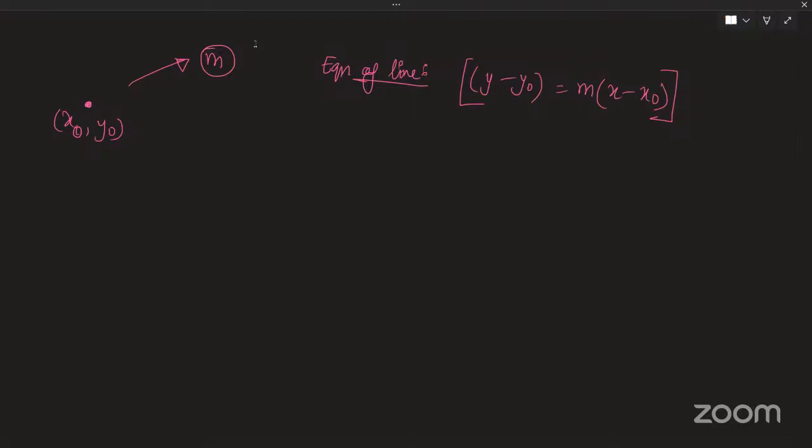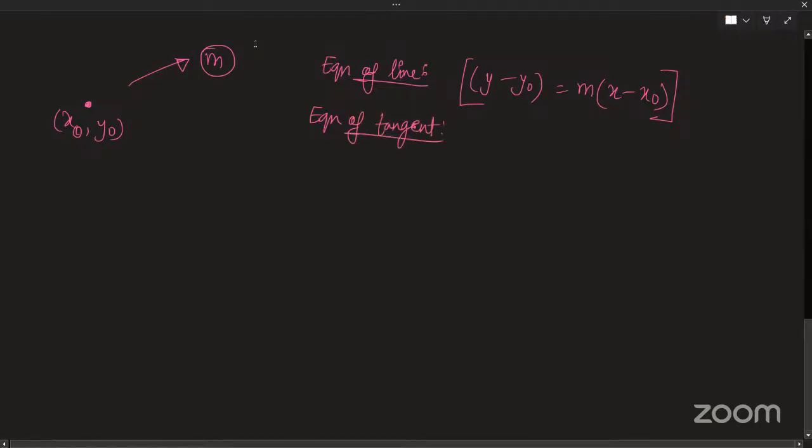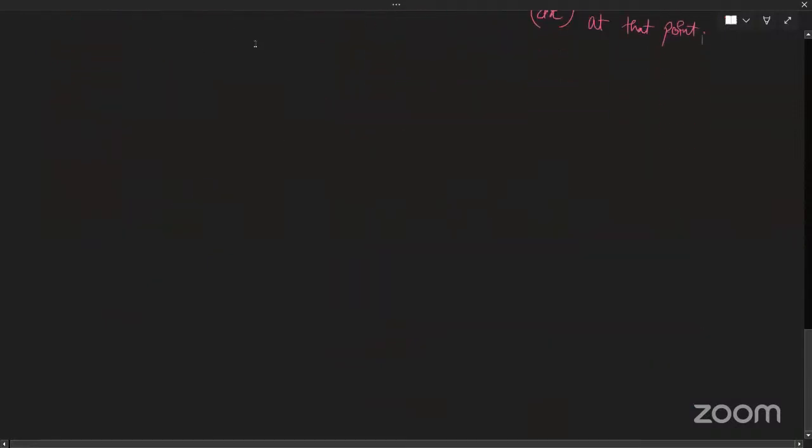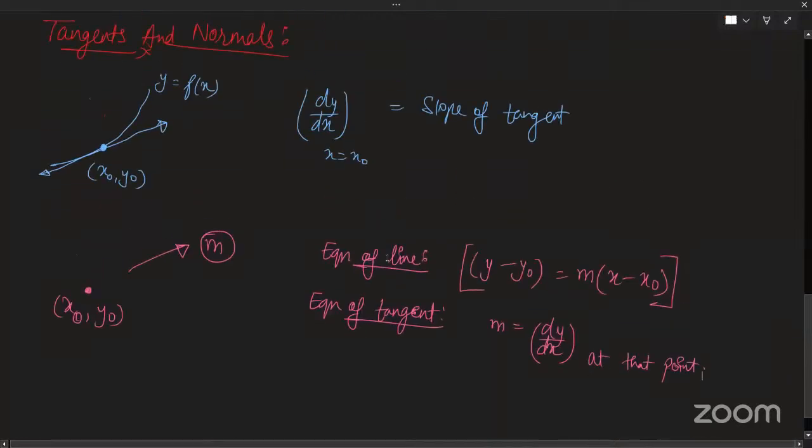So can I directly write that this will be my equation of tangent? Provided that I take my m to be dy by dx at some particular point, right? Because dy by dx denotes what? Slope of the tangent, right? Got it, everyone? Dy by dx is nothing but the slope of the tangent.